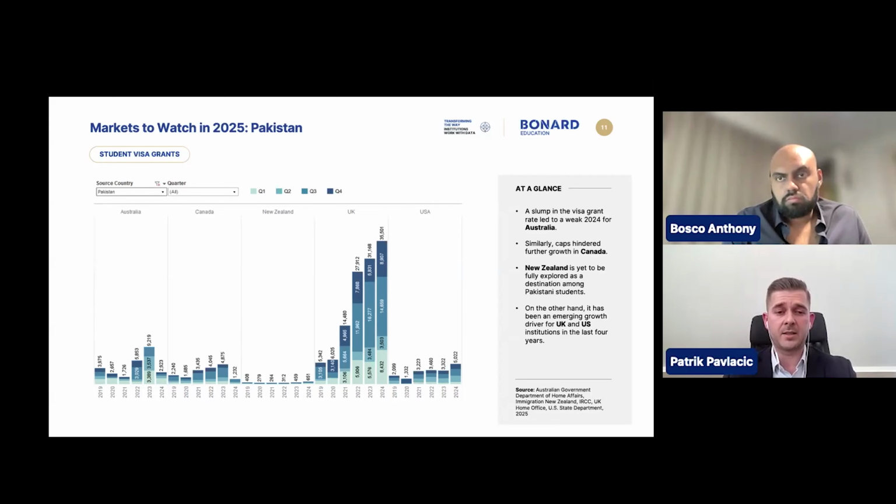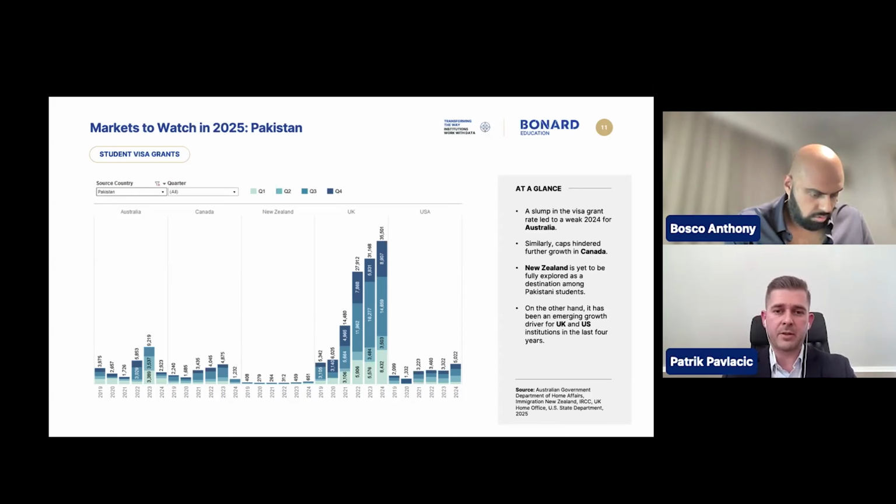If you look at Australia, Pakistan was performing very solidly up until 2023. In 2024, unfortunately, due to the visa grant rate, we've seen the market collapse in a way. Similar trajectory for Canada, consistent growth year in, year out. However, due to the policy change, we've seen a massive drop in the number of new study permits being issued to students in Pakistan. On the other hand, in New Zealand, we've seen consistent growth, albeit small, but it's on a trajectory where I think the market will continue to benefit from the situation in Australia and Canada.